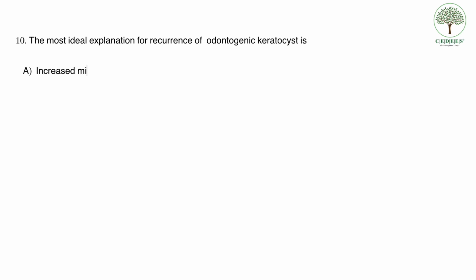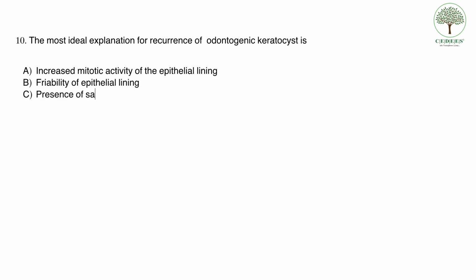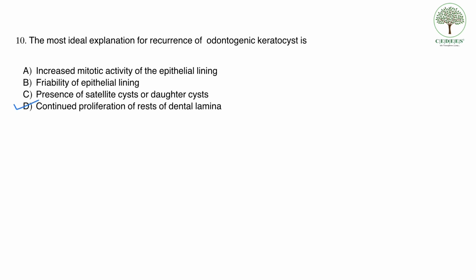Our 10th question is, the most ideal explanation for recurrence of odontogenic keratocyst is, and your options are A, increased mitotic activity of the epithelial lining, option B, friability of the epithelial lining, option C, presence of satellite cysts or daughter cysts, and option D, continued proliferation of cell rests of dental lamina. So the correct answer here is going to be option D, continued proliferation of cell rests of dental lamina.